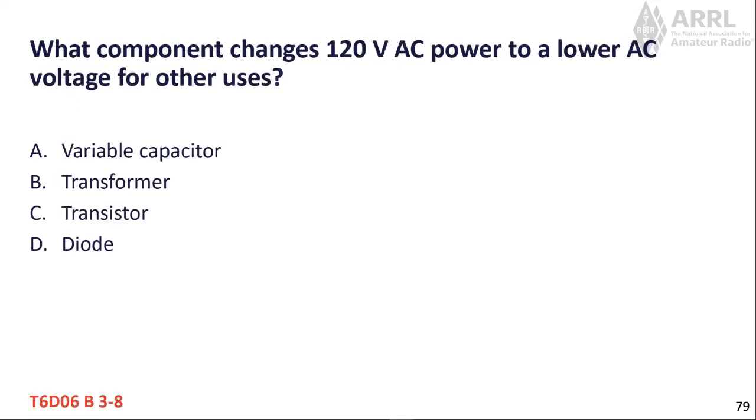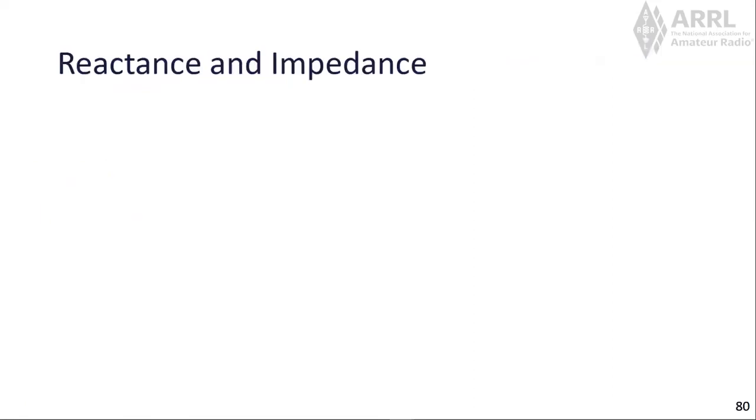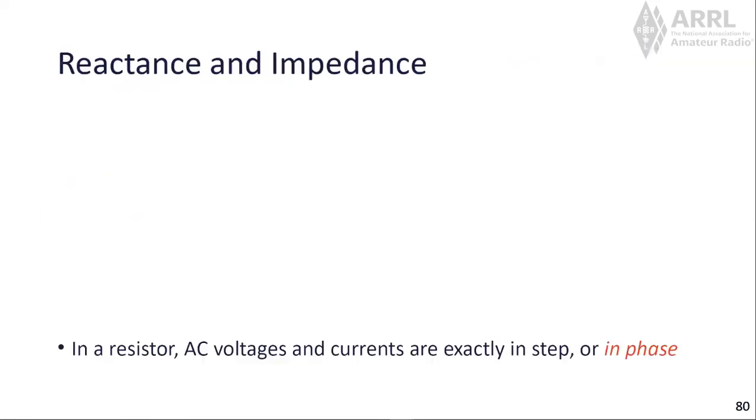What component changes 120-volt AC power to a lower AC voltage for other uses? That would be B, a transformer. Okay, reactance and impedance.